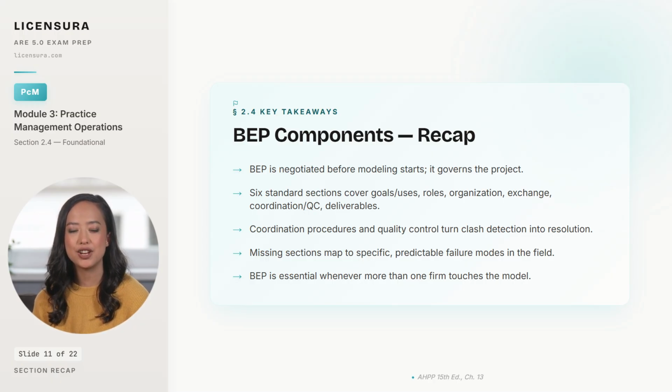Third, coordination procedures and quality control are what turn clash detection into actual clash resolution. Without them, you get reports that nobody acts on. Fourth, every missing section maps to a specific field failure that's predictable in advance. And fifth, the BEP is essential the moment more than one firm touches the model, because once you have multiple disciplines exchanging files, the cost of an unwritten rule shows up immediately.